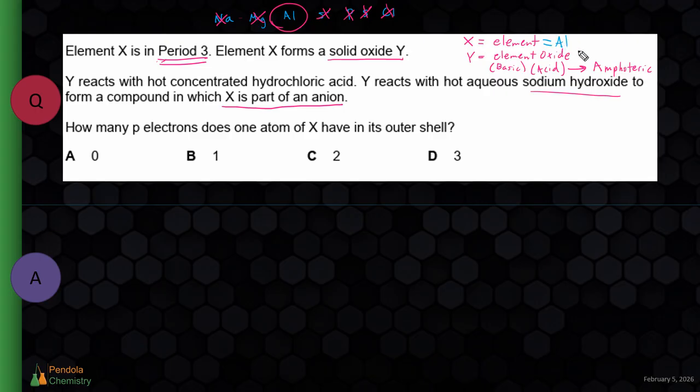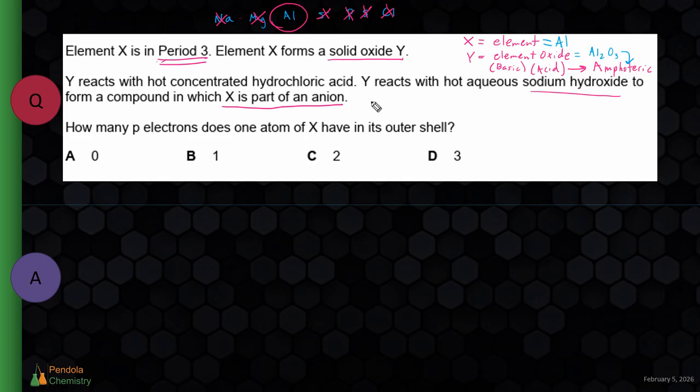And the element oxide, therefore, has to be aluminum oxide, Al2O3. Why? Because aluminum oxide is amphoteric. It's the only oxide of a period 3 element that's amphoteric. Not only that, if we go back to this compound in which X is part of an anion, when sodium hydroxide reacts with Y, with the aluminum oxide in this case, X is part of an anion. Aluminum is part of an anion.